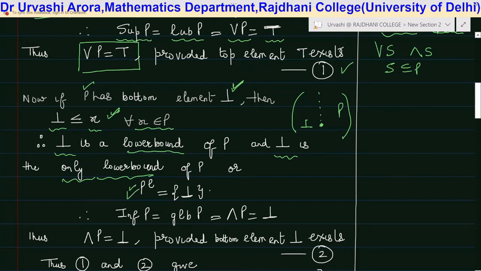So if we collect all the lower bounds of P, which means that if we try to write down the elements of PL, where PL is the set of all lower bounds of P, then PL consists of only one element, which is the bottom element, the inverted T. And since this is the only lower bound of P, as I said earlier, this is the greatest of all lower bounds of P, or this is the infimum of P, or this is the meet of P. So the meet of P is given by the bottom element. So this is another conclusion that we have over here: the meet of P, which is the greatest lower bound of P, which is the infimum of P, is given by the bottom element, provided the bottom element of P exists.